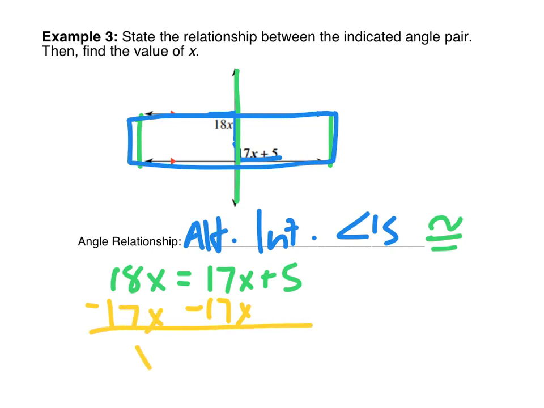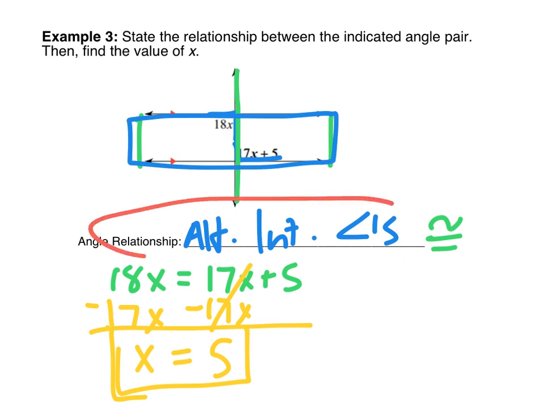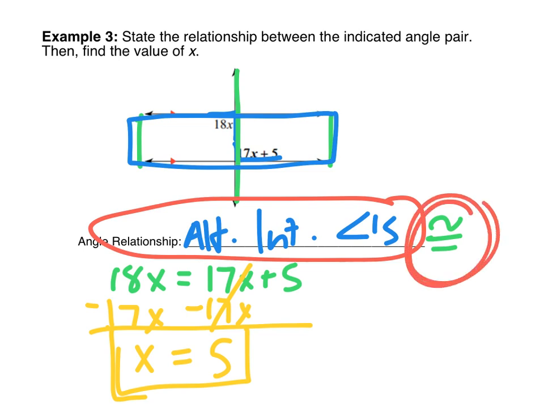When I do that, I'm left with x. My 17s cancel, and then we're left with 5. So my final answer would be x equals 5. Again, the big thing here is to figure out what your angle relationship is, and then look at your table to figure out if those angles are congruent or if they're supplementary.